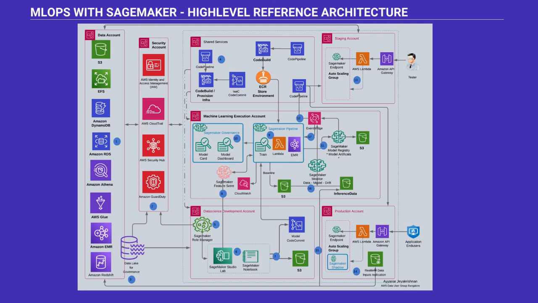In this section, we are going to talk about the high-level reference architecture for the enterprise using SageMaker. So here, let me start with the high level of the account. I'm not saying this is the way you need to set up. I'm just telling you this is a high level of setting up MLOps with SageMaker with multiple accounts.